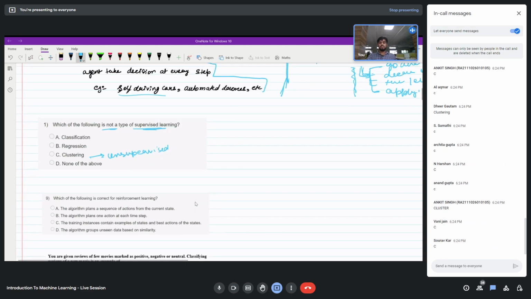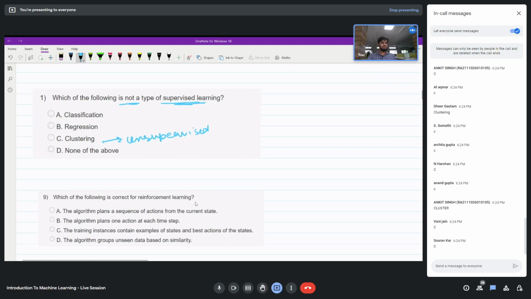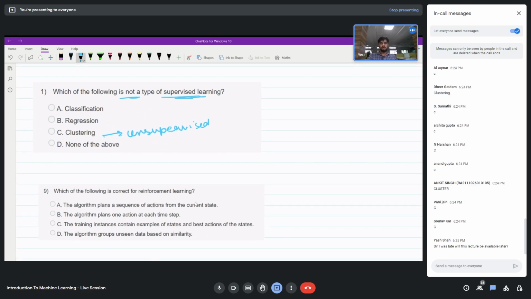So next question is, if the font is not visible, I'll zoom it a bit. Yeah. Which of the following is correct for reinforcement learning? Okay, let's say, the algorithm plans a sequence of actions from the current step.